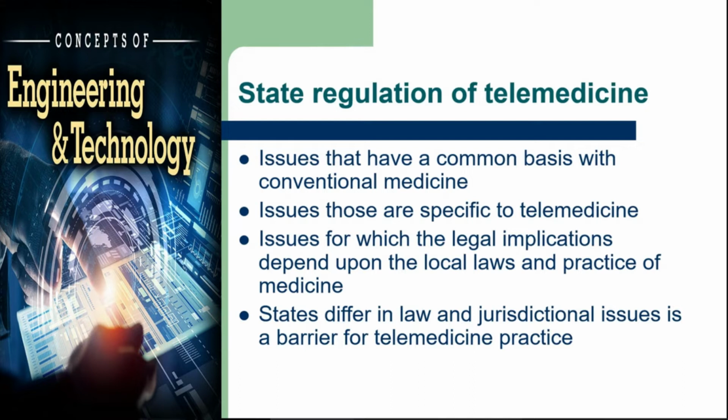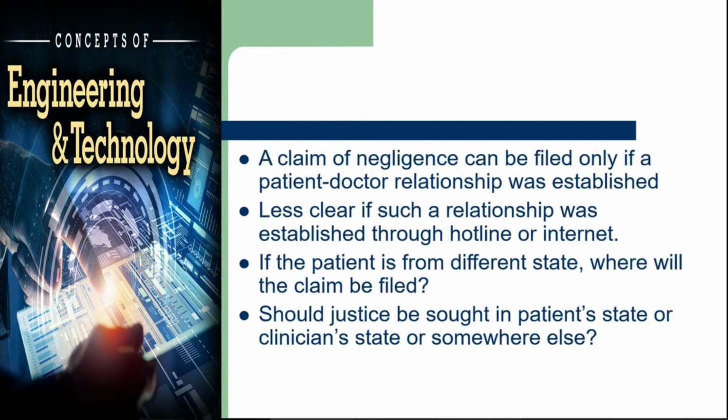We need to sign an MOU, so we need to have that mutual understanding. With that practice, we can get the information. This is very important. A claim of negligence can succeed only if the patient-doctor relationship was established. So when you are establishing that relationship, if it is less clear, then through a hotline, the internet and others, we need to work on that, so that it can be clarified here.